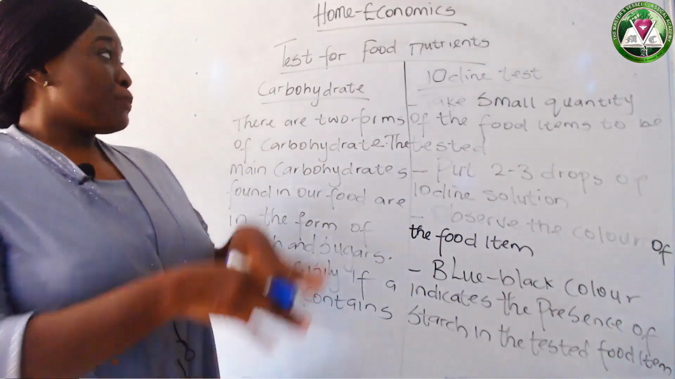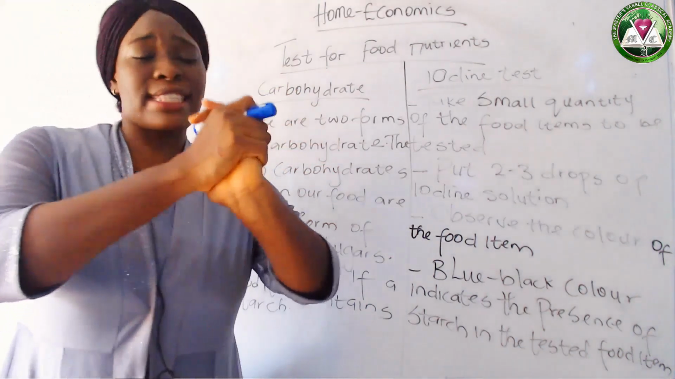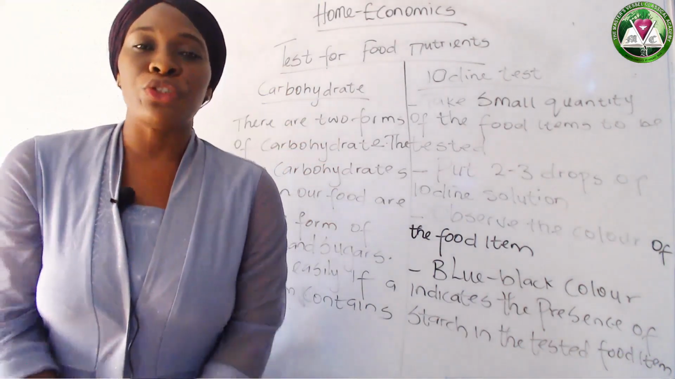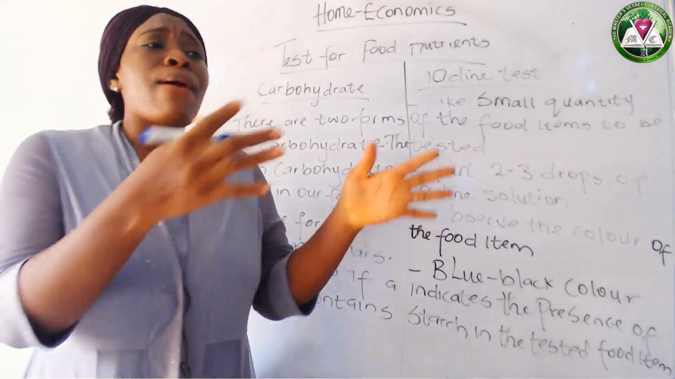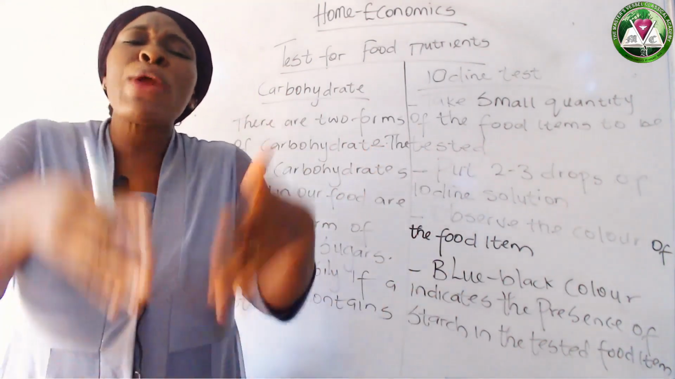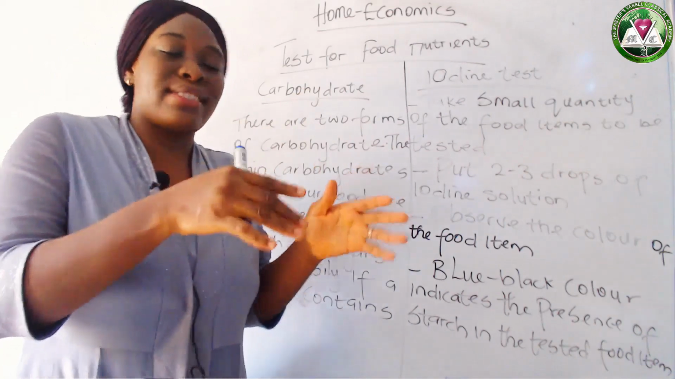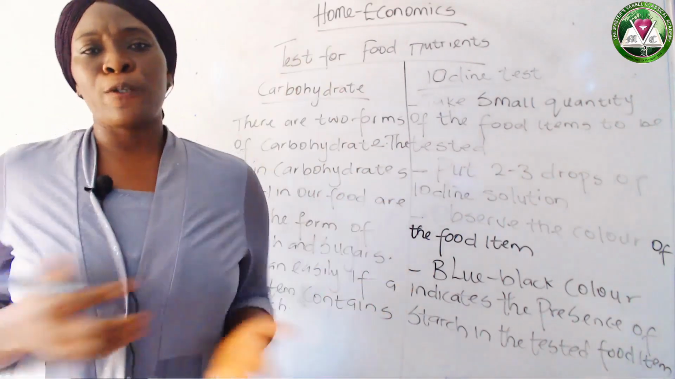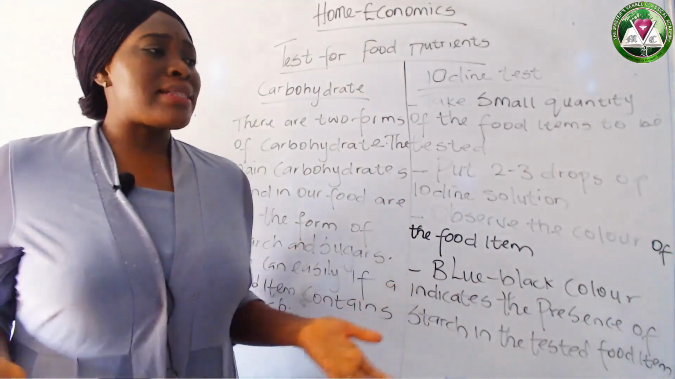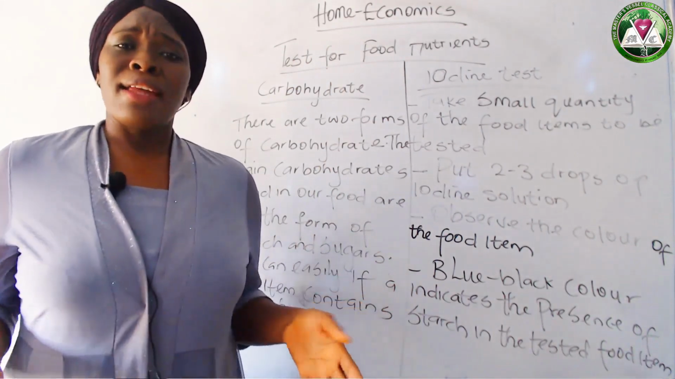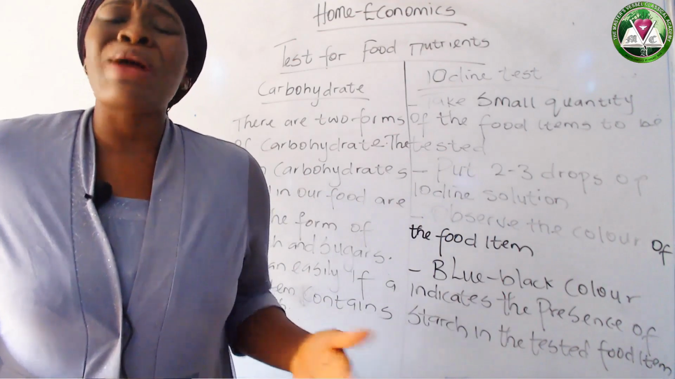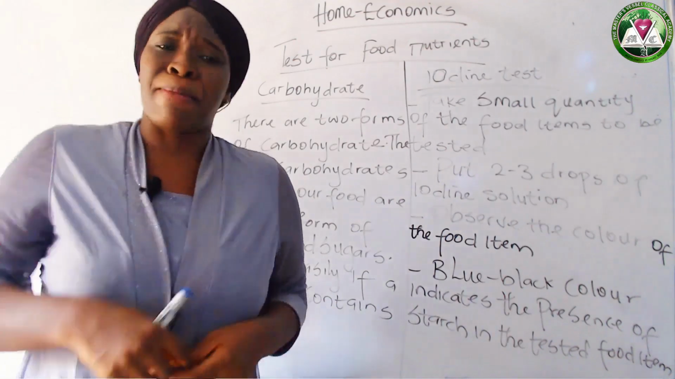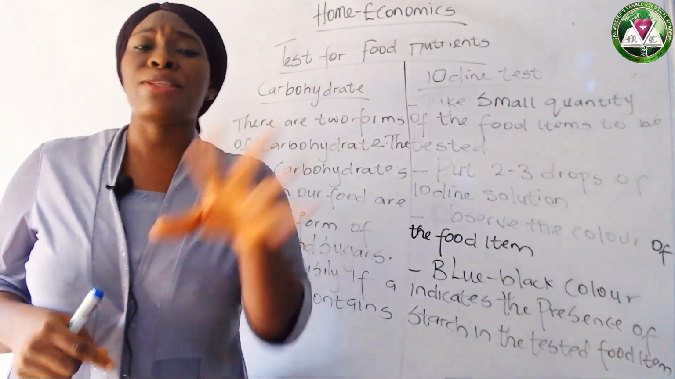So we're going to be talking about the test for food nutrients. These food nutrients we have talked about, these are carbohydrate and protein. How do we actually know that this thing is present in our food? Will you just come and say, yes, rice, there is carbohydrate? Test it. Carry out a practical on it. How will you say, yes, this actually contains carbohydrate? That's what we're going to be looking at today.